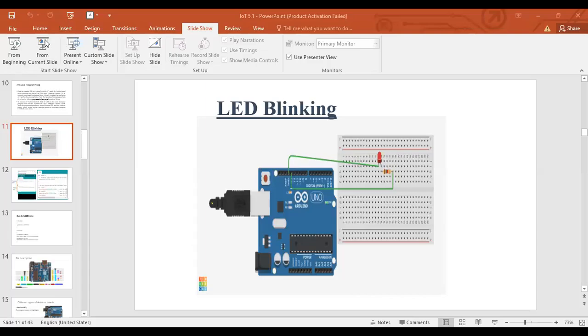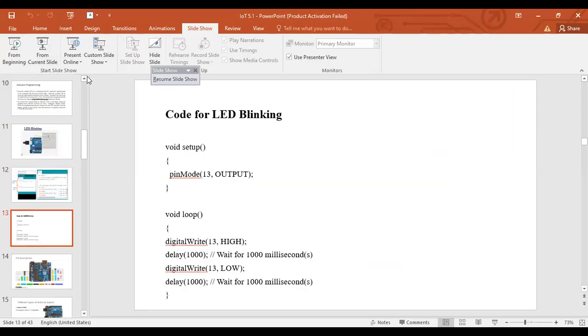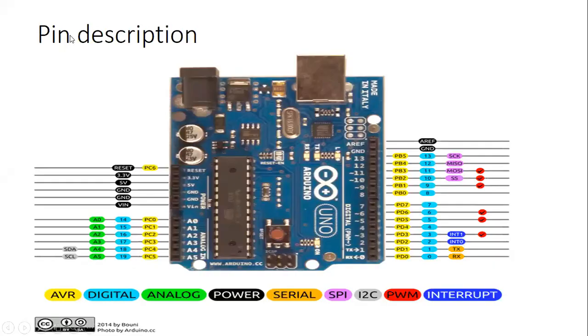Now in our program we have used the LED blinking circuit, then we have used this Arduino IDE, then you have written code like this. Then this is the pin description. In an earlier video, we have seen this pin description in detail.